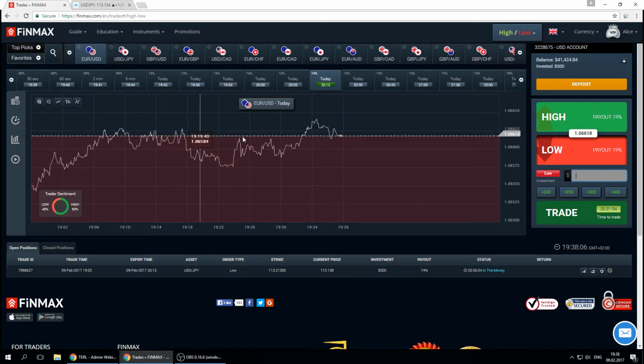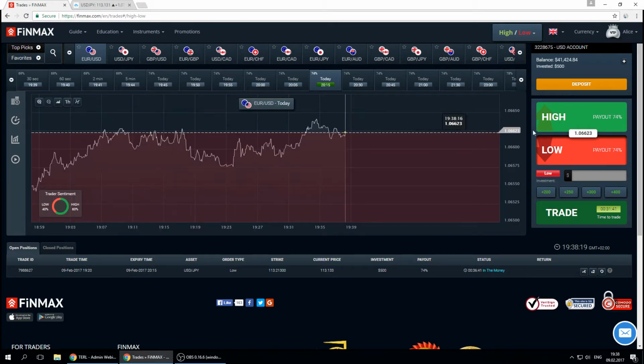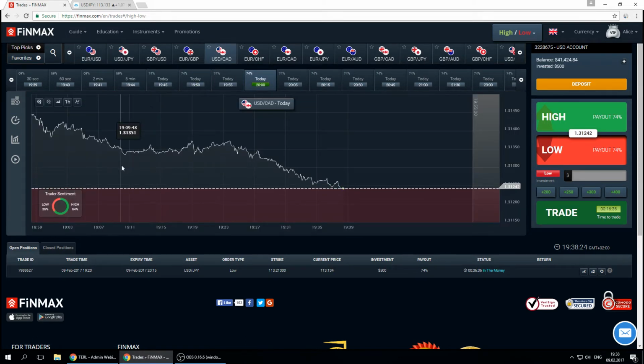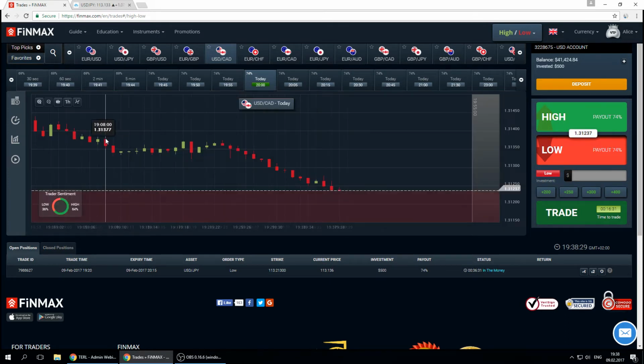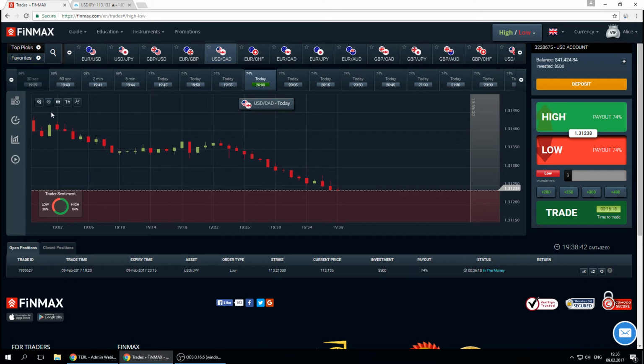Okay, besides this, you can see that the chart is moving, and it's shown in the line view. You can switch for your convenience to the area view. It looks like that. And to the candlestick. So you choose what is more convenient for yourself. Also, you can zoom in and zoom out for your convenience.